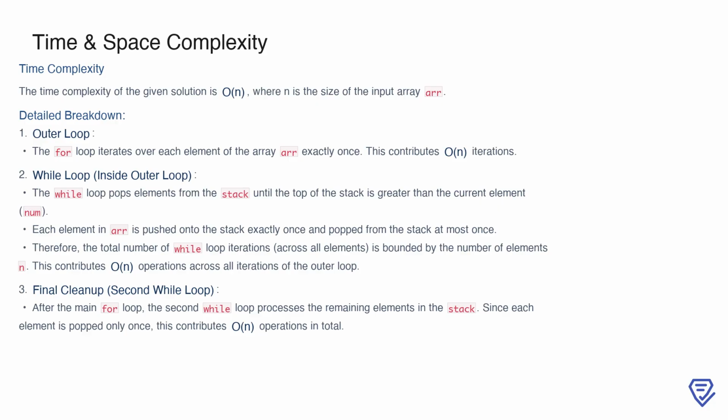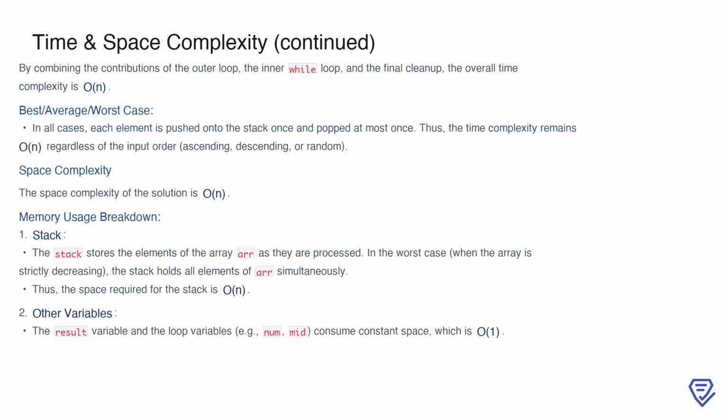After the main loop finishes, there is a second while loop that handles any remaining elements in the stack. Since each element is popped only once here as well, this cleanup step contributes another O(n). When you combine these together, the total number of operations remains O(n). By summing up the contributions from the outer loop, the inner while loop, and the final cleanup, the overall time complexity of the algorithm is O(n).